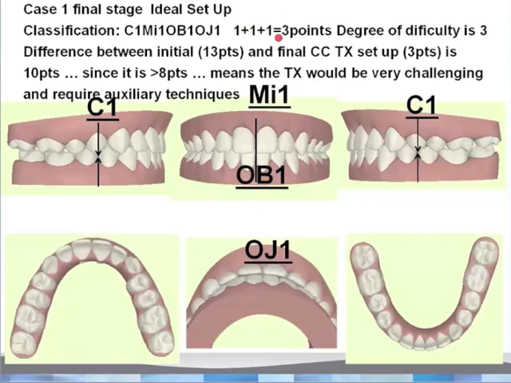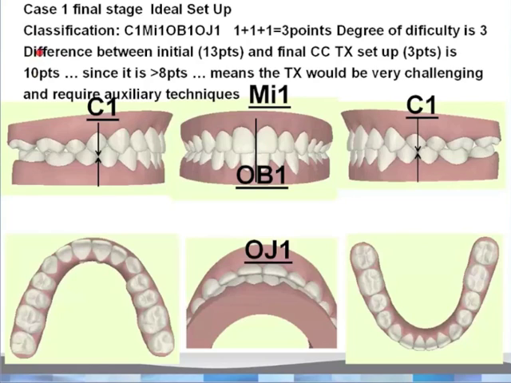And all of a sudden you can see right here, because there's no overjet, because there's no spacing on the upper arch, there are no points added to that. It's now a 3-point degree of difficulty. So we went from 13 points down to 3 points, and the difference between those is how much? 10 points. That difference is what's really important.